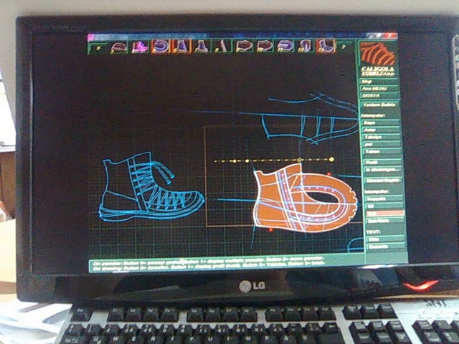Topic: Sole design. CAD/CAM software can be used to generate machining data for shoe sole models and molds.